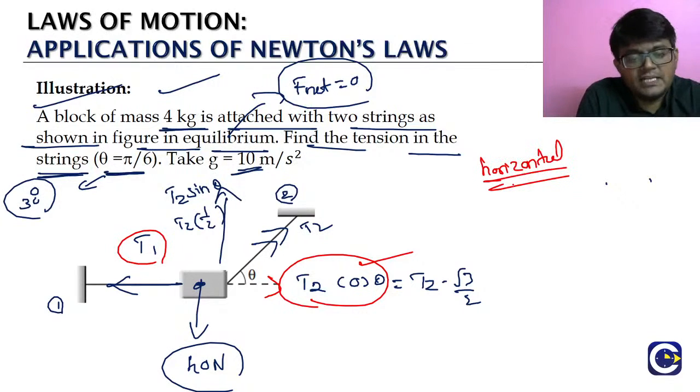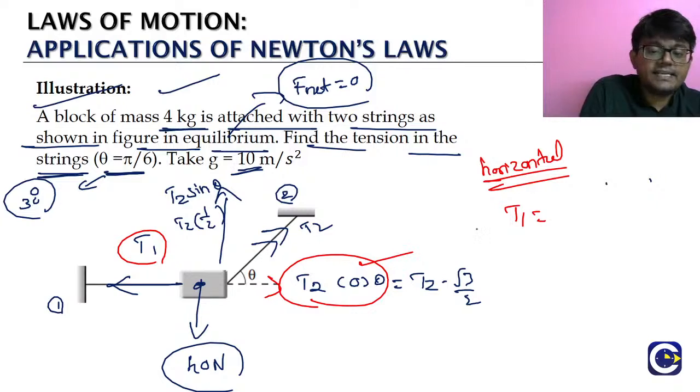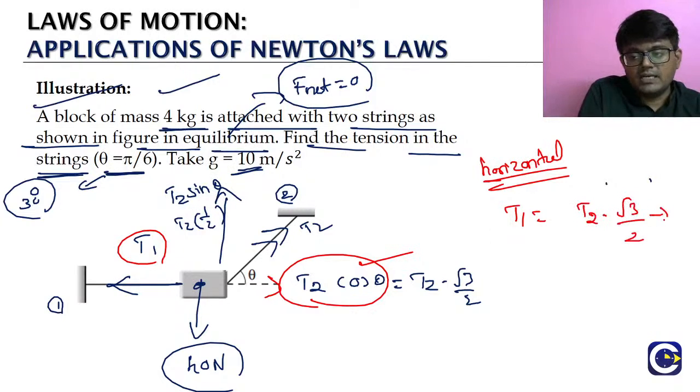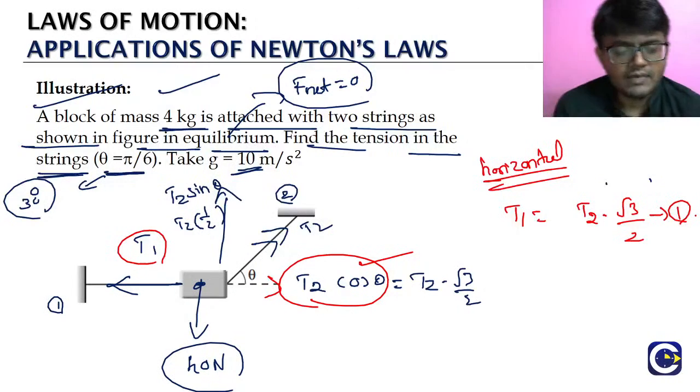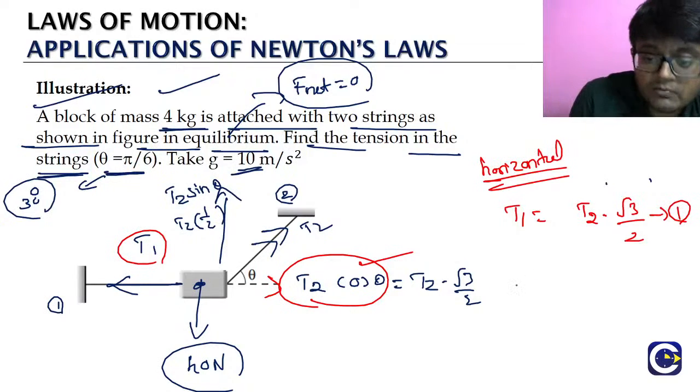Horizontal balanced condition சொன்னேனே, the left side component value, what is it? T1 should be equal to the right side. What is the right side? T2 into √3/2. அவ்வளவுதான். So நம்ம equation 1 வெச்சுக்கலாம். ஓகேவா? அதுக்கு அப்புறம் vertical directionல பாருங்க.